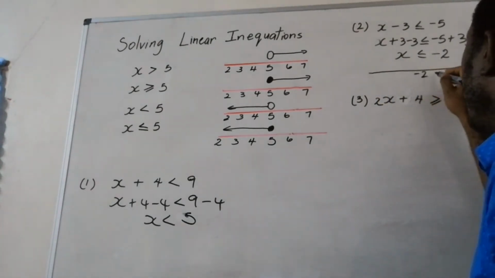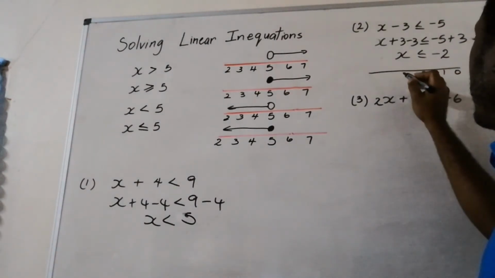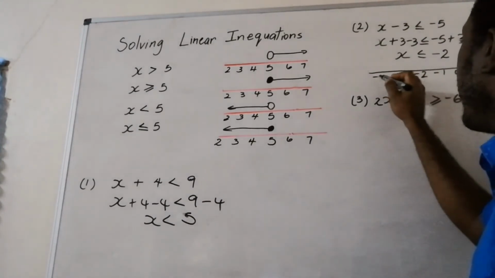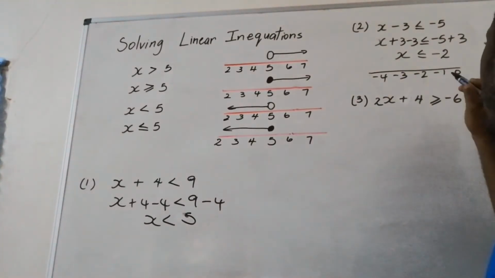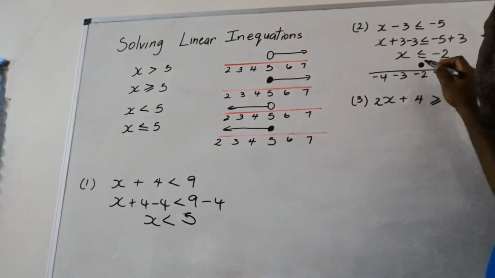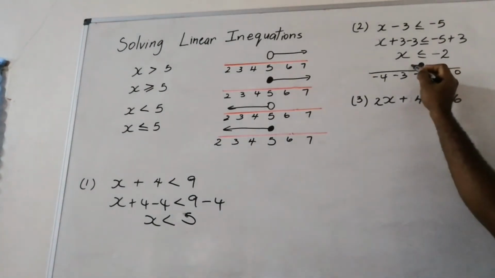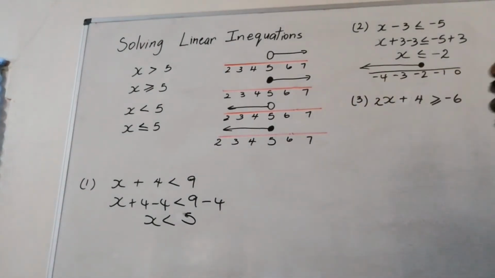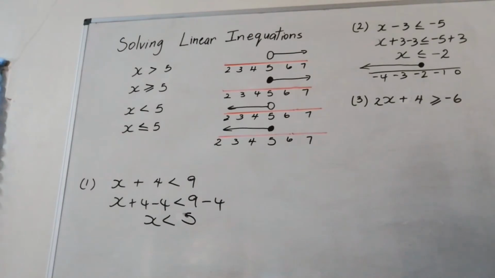negative 2, or that would be negative 1, 0, negative 3, negative 4. X is less than or equal to negative 2. So we start from negative 2. Since it's equal to, we have to color our circle, and all the numbers in that direction will satisfy our equation. Right? All the numbers going that way will satisfy our equation.